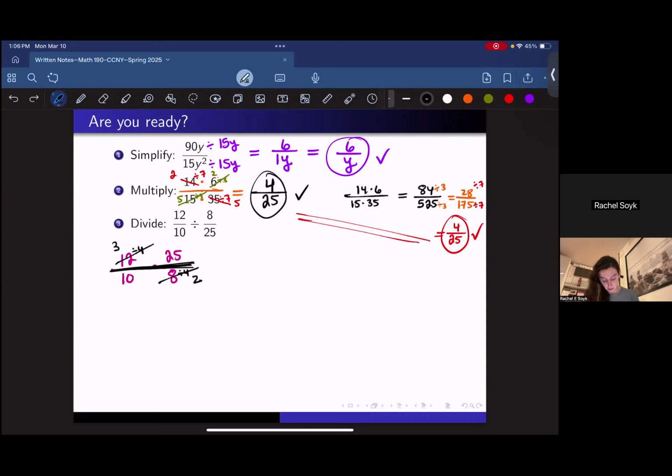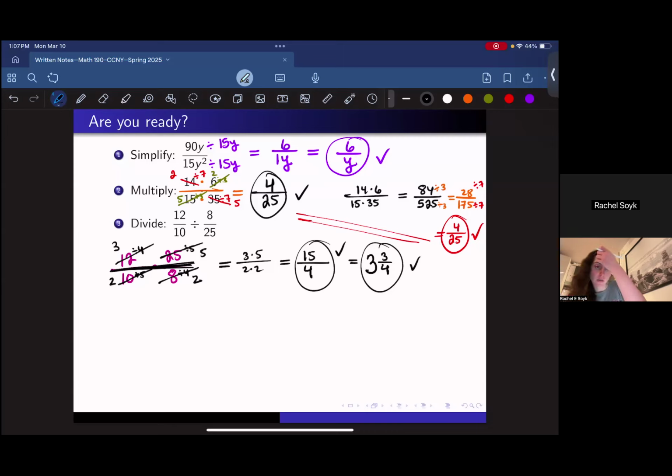How many times does 5 go into 10? 2 times. How many times does 5 go into 25? 5 times. Multiply your new numbers. We have 3 and 5 in your numerator, which gives you 15. And then we have 2 and 2 in your denominator, which gives you 4. 15 over 4 is your final result. Put it into mixed fraction form, and you get 4 goes into 15 3 times, which gives you a remainder of 3. So 3 and 3/4. Either of these answers will yield you full credit.